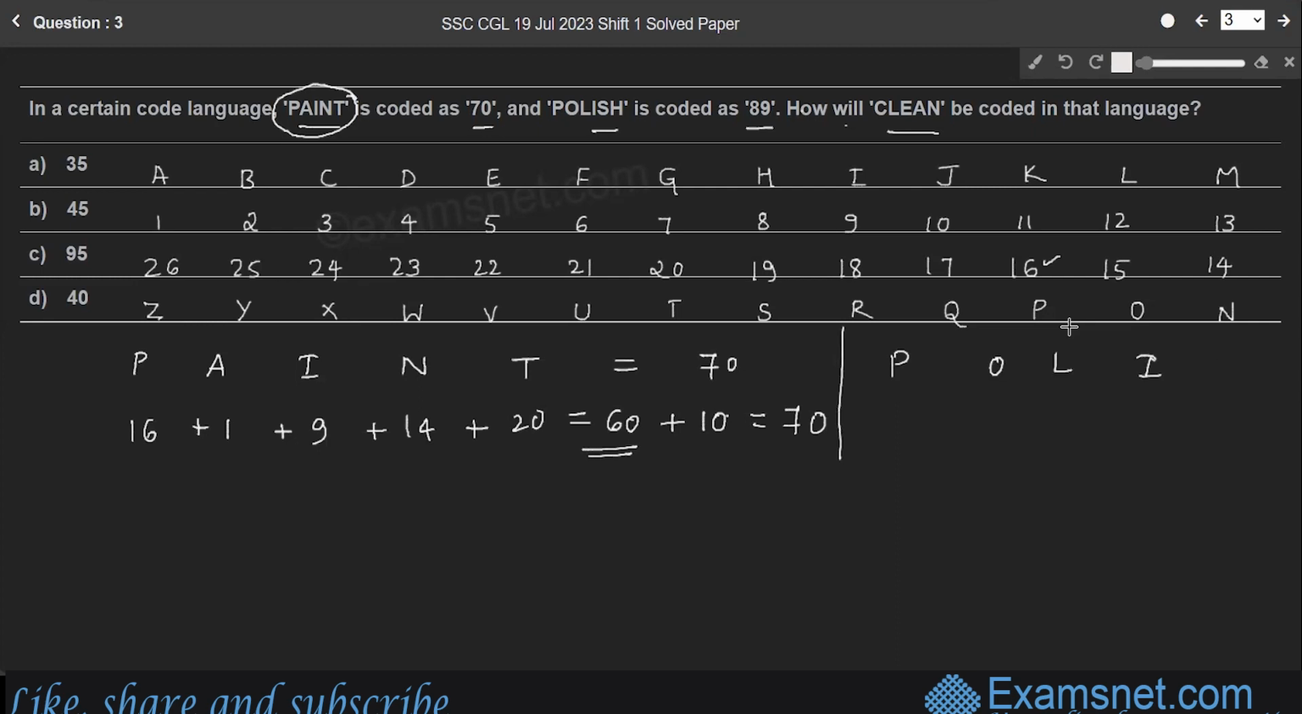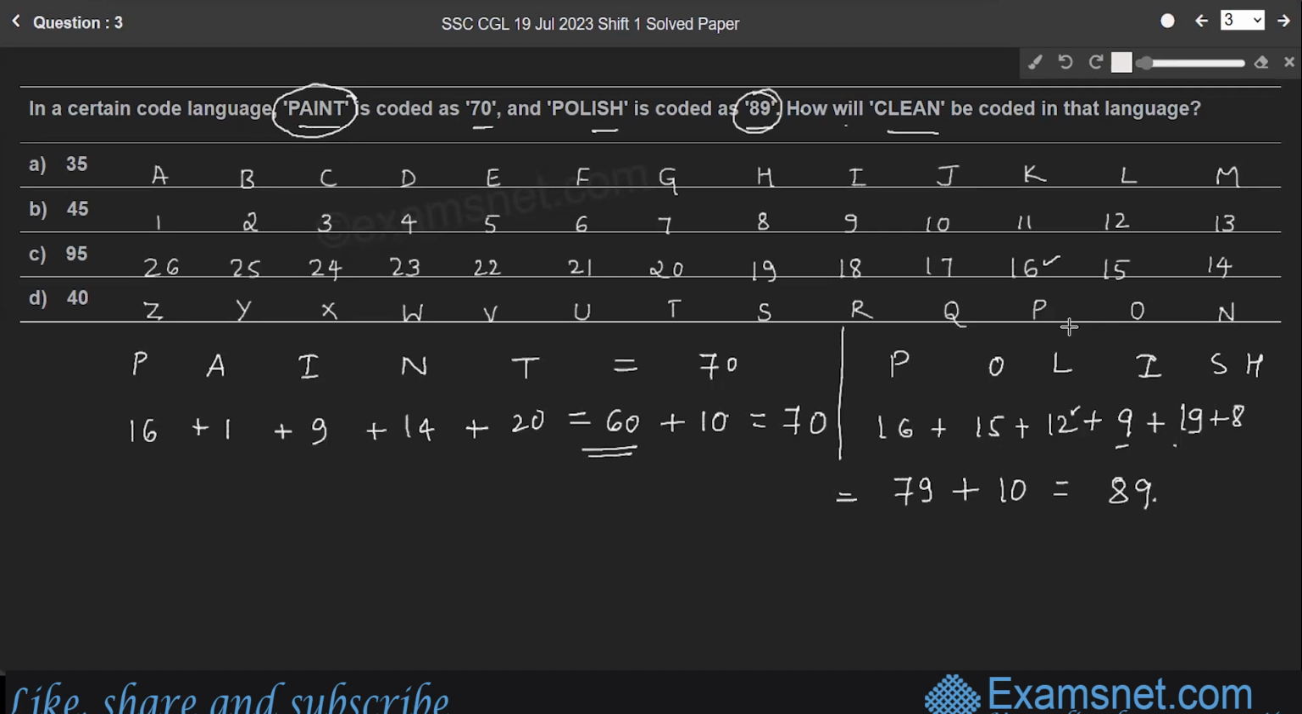POLISH. So P is 16 plus O is 15 plus L is 12 plus I is 9 plus S is 19 plus H is 8, right? So add all these numbers. So 31, 43, 52, then 71 plus 8, 79. 79 is the sum of the positional values of these letters. Add 10, which is equal to 89. Therefore, polish is coded as 89.